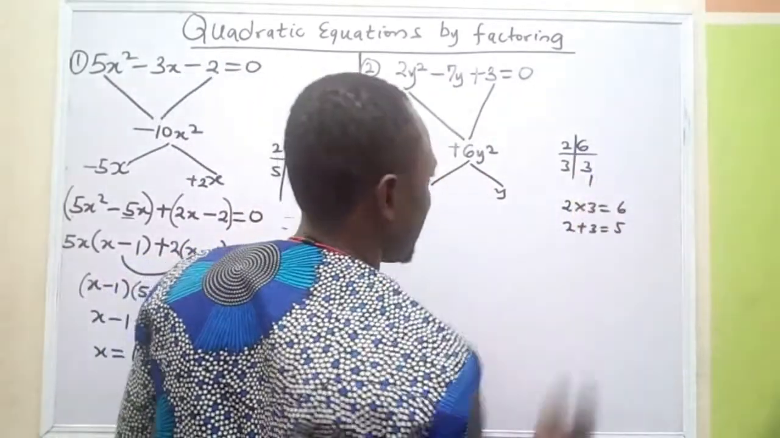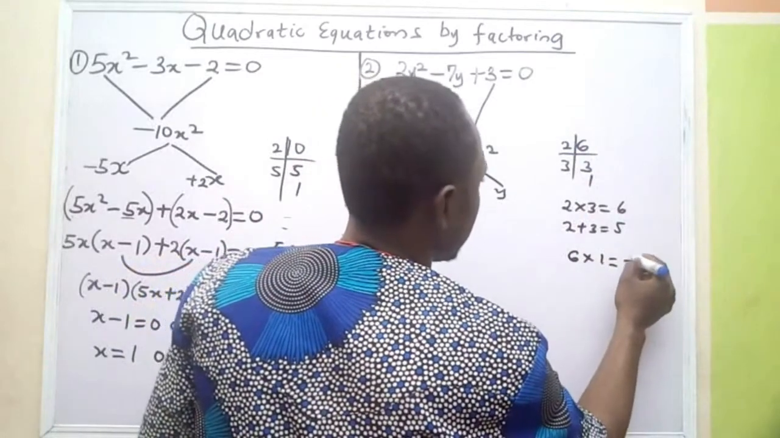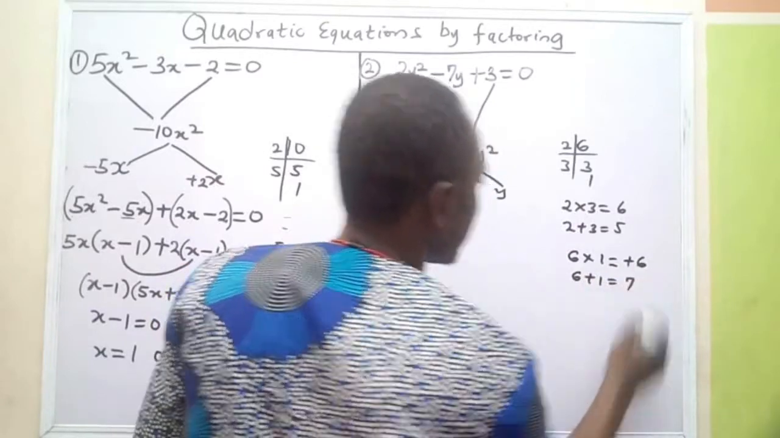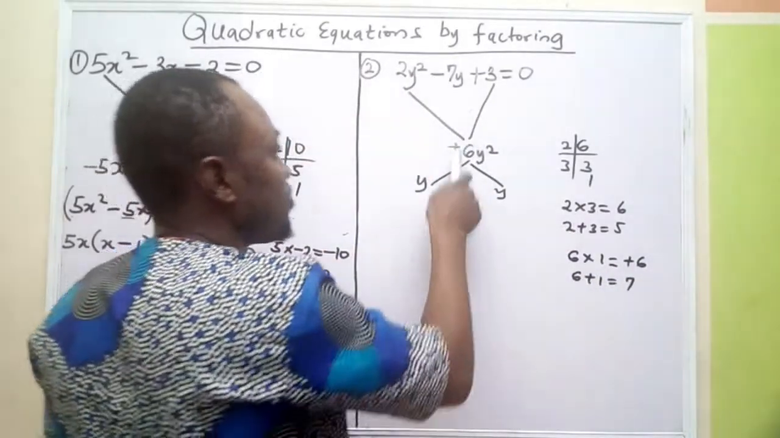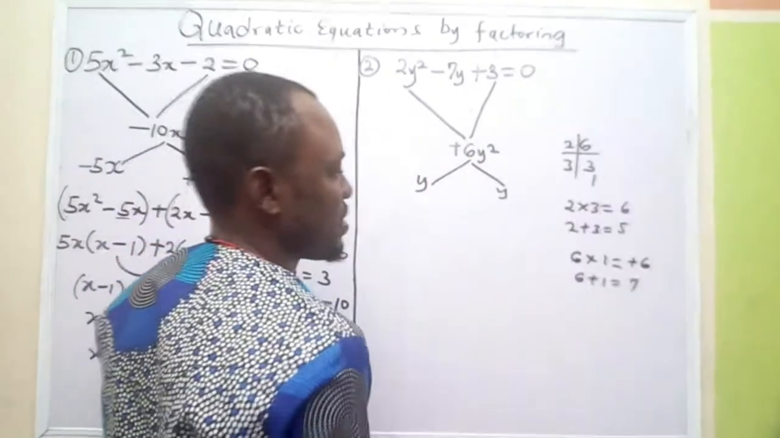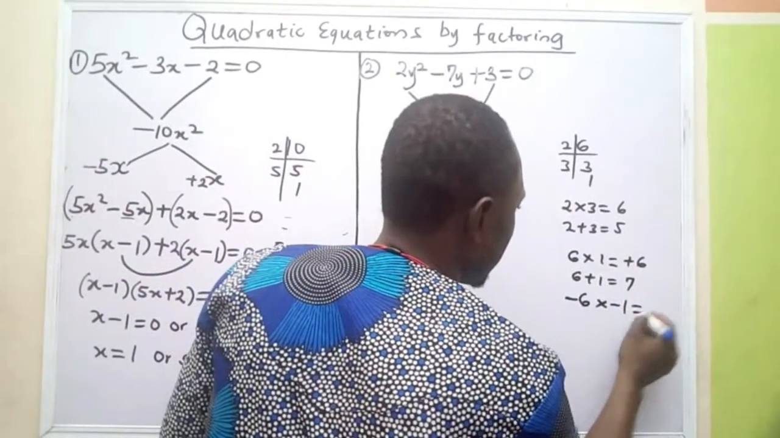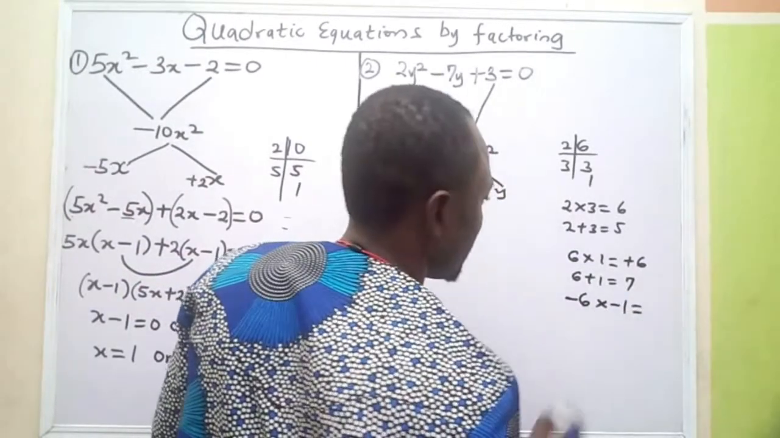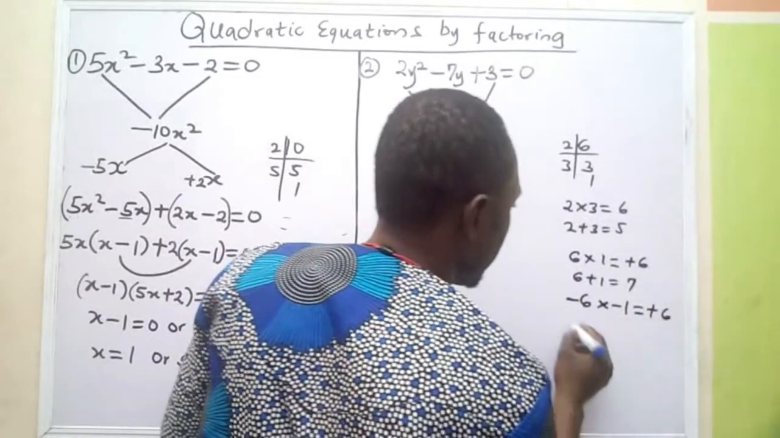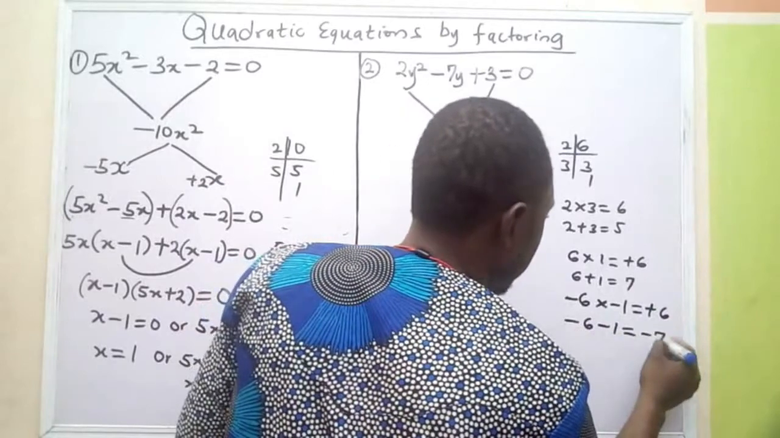So let me use 6 and 1 then. If I do 6 times 1, I'm going to get plus 6. If I do 6 plus 1, I'm going to get 7. But what I need is a plus 6 and a minus 7. So I need to do something about the sign. So let me do minus 6 times minus 1. Then minus 6 times minus 1 will give me plus 6. Minus 6 minus 1 will give me minus 7.